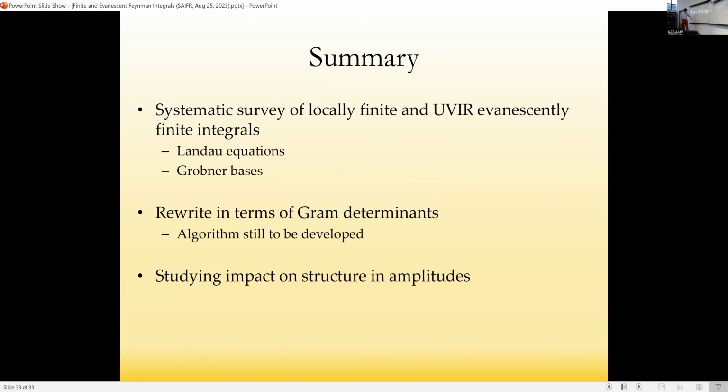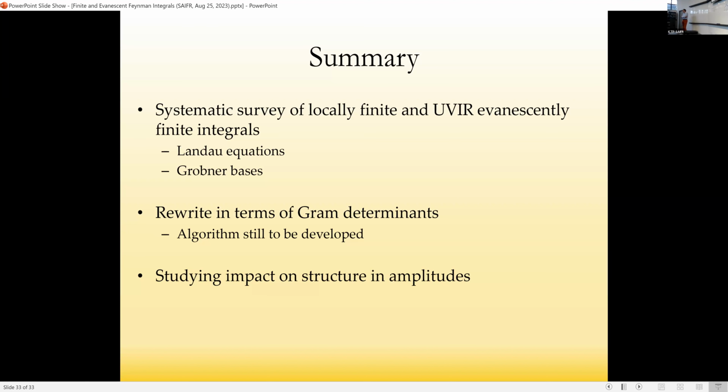I will come to my summary slide. So I tried to outline the beginnings of a program to reorganize the bases of master integrals in degree of divergence. The first steps there are looking for finite integrals and also for evanescent integrals. It would be nice to know if there is a simple algorithm that can pick out the simplest Gram determinants, rather than just having to play with them and find them by hand.